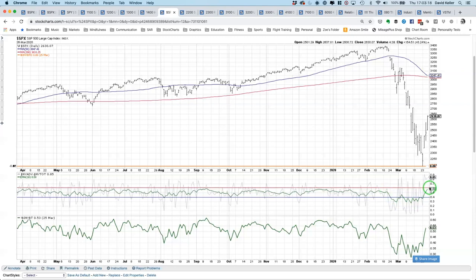This is on StockCharts. It essentially looks at the number of advancers, the number of stocks closing up on the day on the New York Stock Exchange, relative to the total number of stocks. So it's the percent of stocks that are going higher, and it takes a 10-day exponential moving average of that daily breadth reading, and that's the green line that you see on the chart.